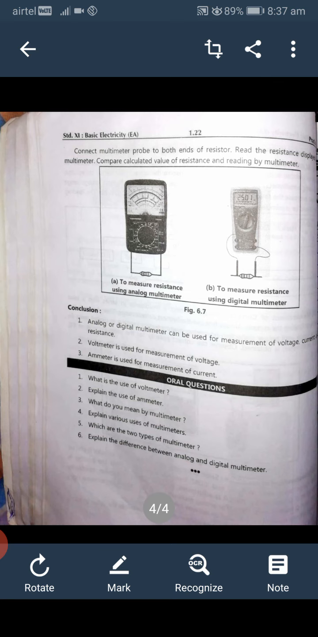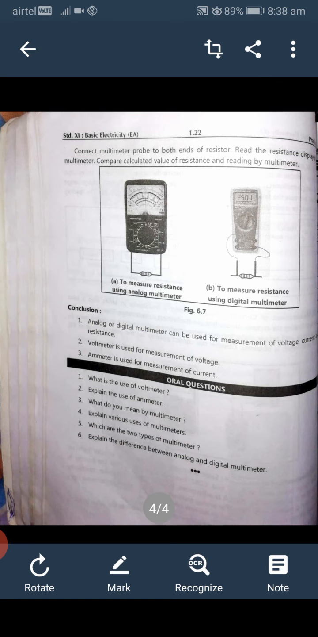There is some assignment for you. Please note it down in your copy and show me later on. These questions are very important from the examination point of view, so please note them down.